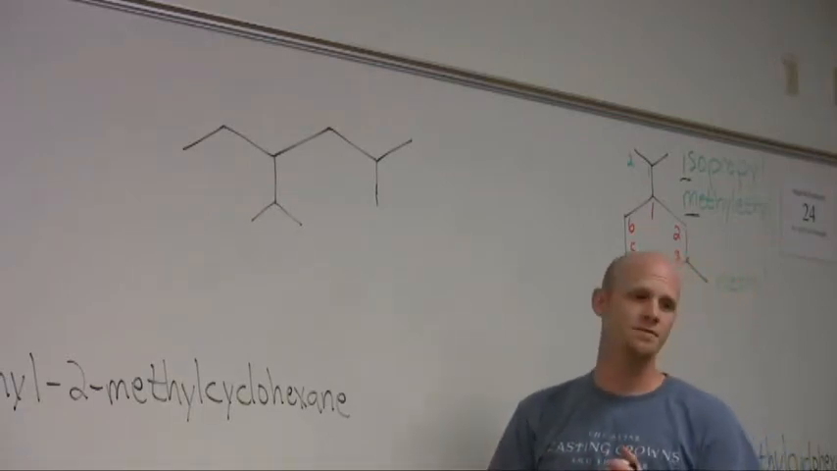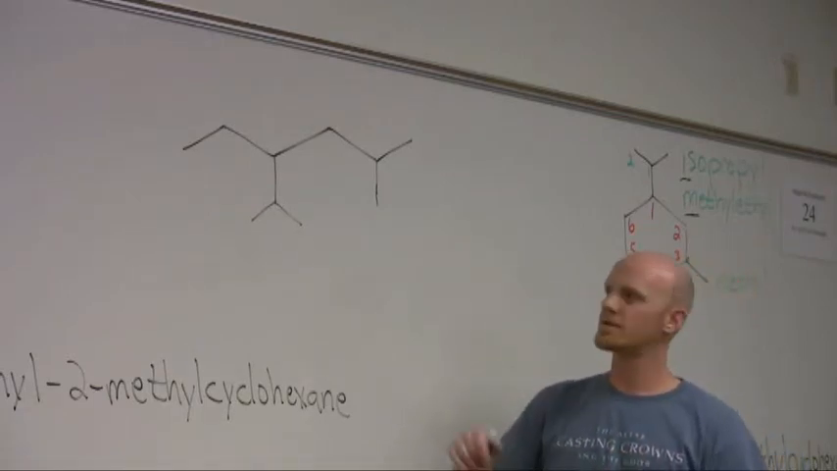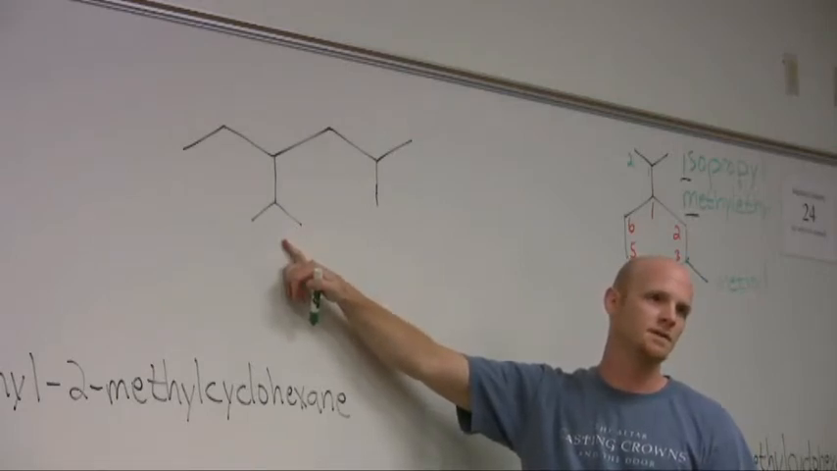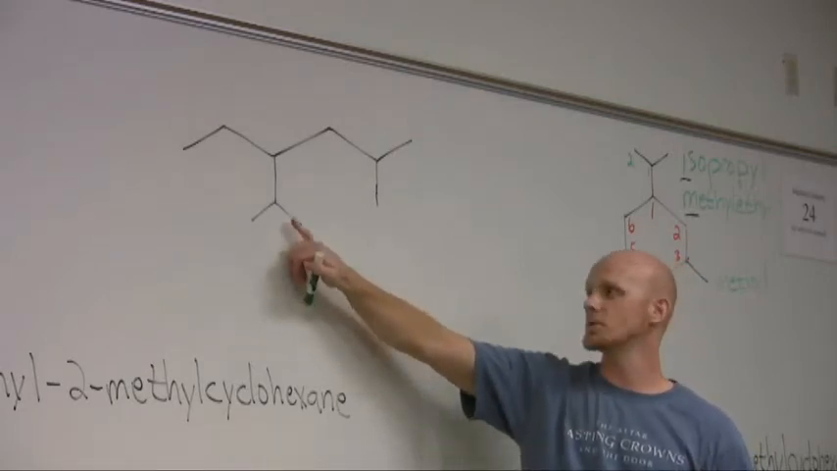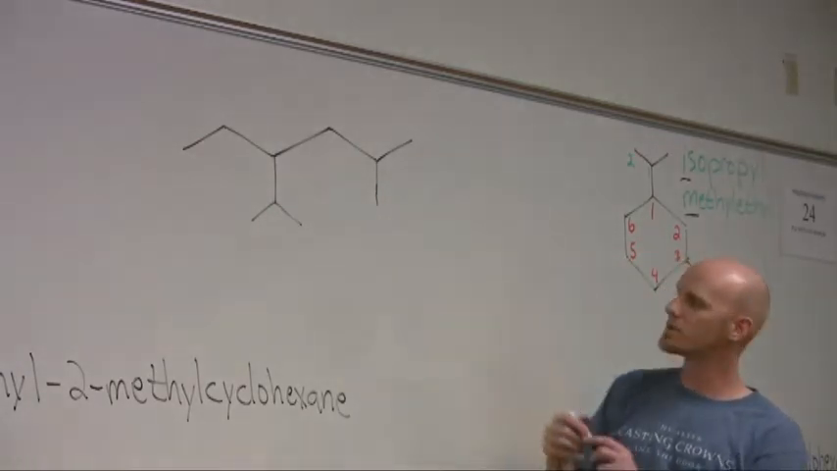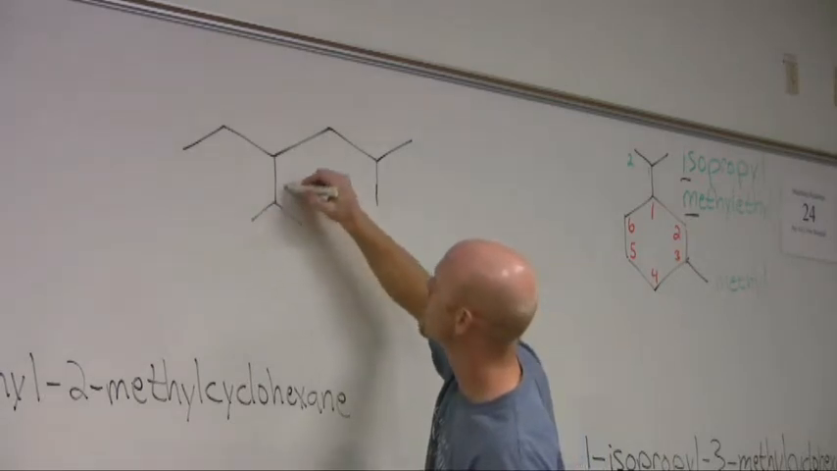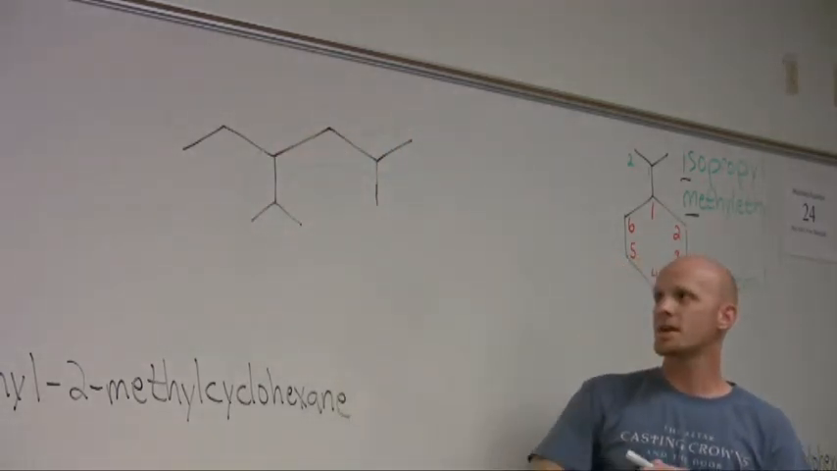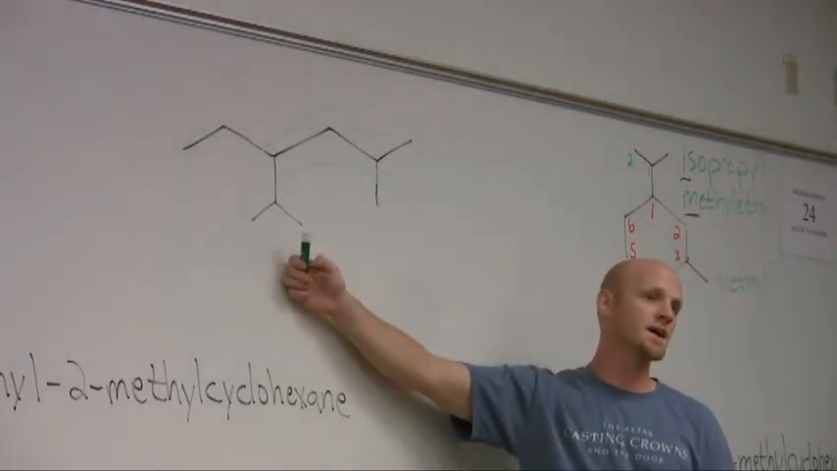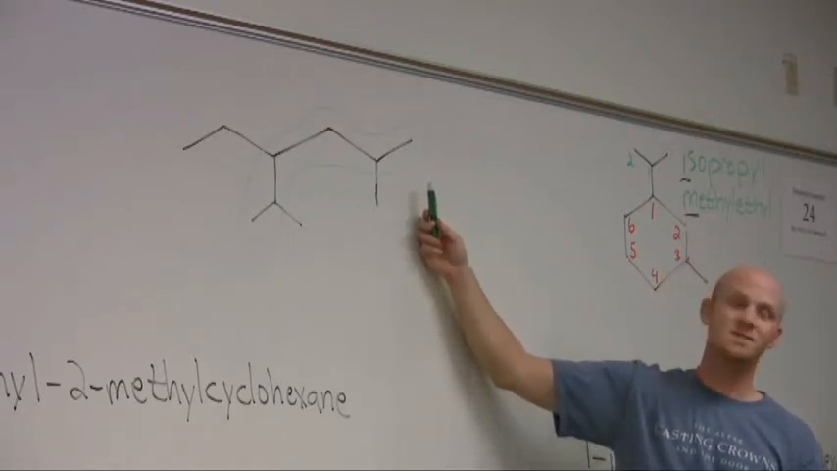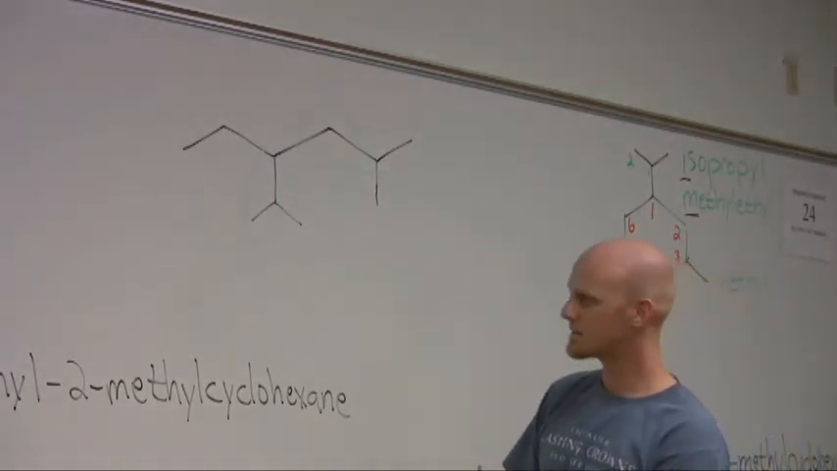Now, which way do I number it from? If I number it from this end, where do I come across my first substituent? Not 1. 2. If I number it from this side, where do I come across my first substituent? Also 2. In fact, I'm just going to circle my longest carbon chain here. If I number it from left to right, where do I come across my second substituent? 3. Right to left? Not till 4. So we'll number this left to right.